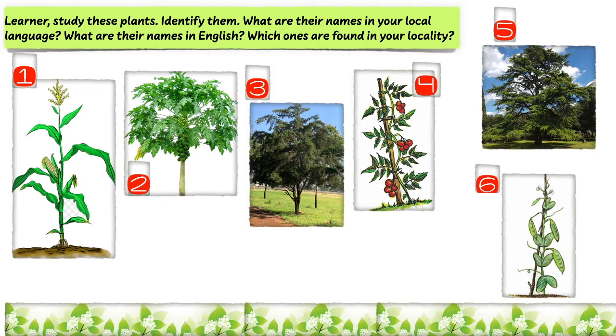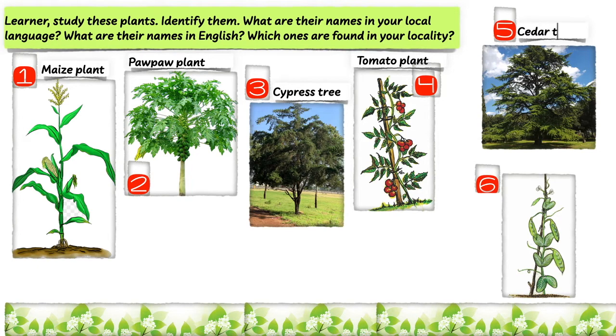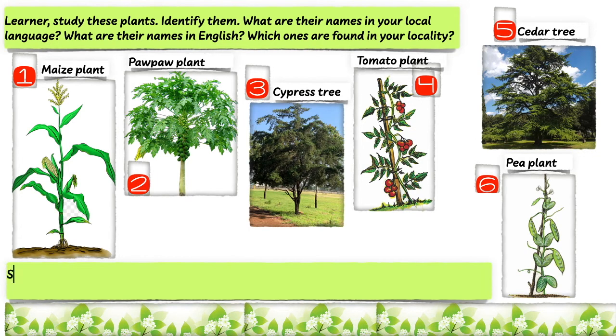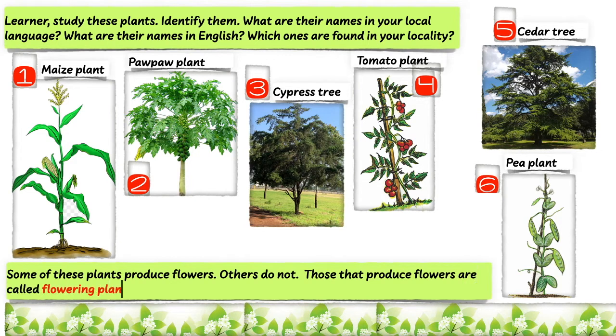Learner, did you get it right? Let's find out. 1. Is a maize plant. 2. Is a pawpaw plant. 3. Is a cypress tree. 4. Is a tomato plant. 5. Is a cedar tree and 6. Is a pea plant. Some of these plants produce flowers, others do not. Those that produce flowers are called flowering plants. Those that do not produce flowers are non-flowering plants.